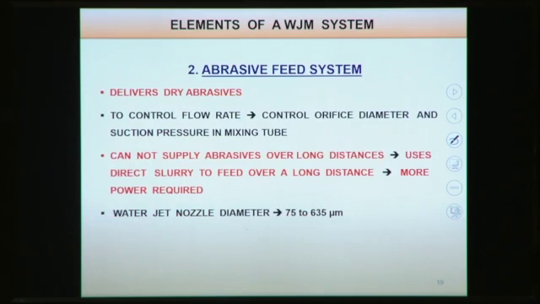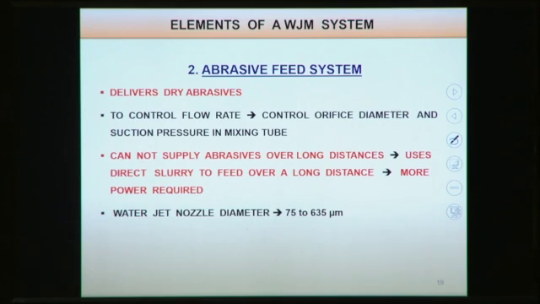Now the abrasive feed system. Its work is to deliver the dry abrasives. To control the flow rate, the control orifice diameter and the suction pressure in the mixing tube should be changed. By changing these, we can change the flow rate of the abrasive particles. But you cannot supply abrasive over a long distance, because in this process the dry abrasive particles are supplied from the side of the nozzle, and from the center the high pressurized, high velocity water jet is delivered.